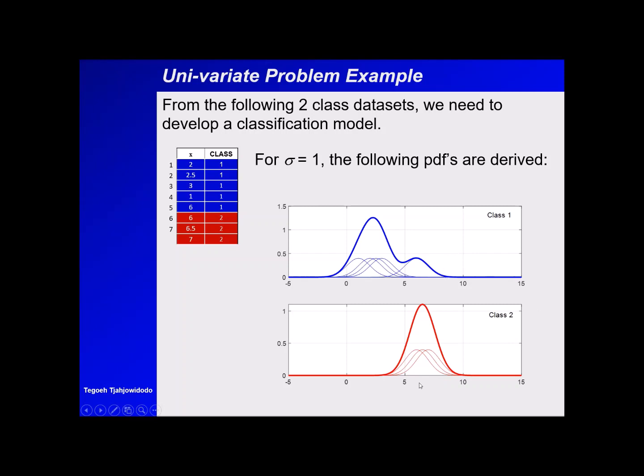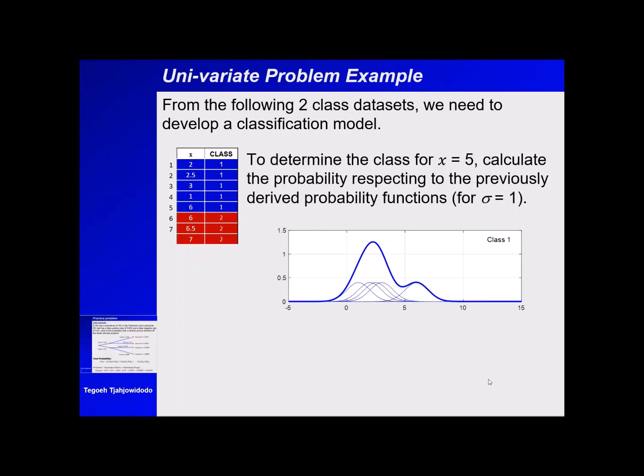Then I do it for the second class now. The first PDF here, the mean will be 6. That corresponds to data number 6. The middle one is 6.5. The right one is 7. I sum them all, and then it will be something like this. So at this point, I have already constructed the second layer in our network. Let's go back to the network now.